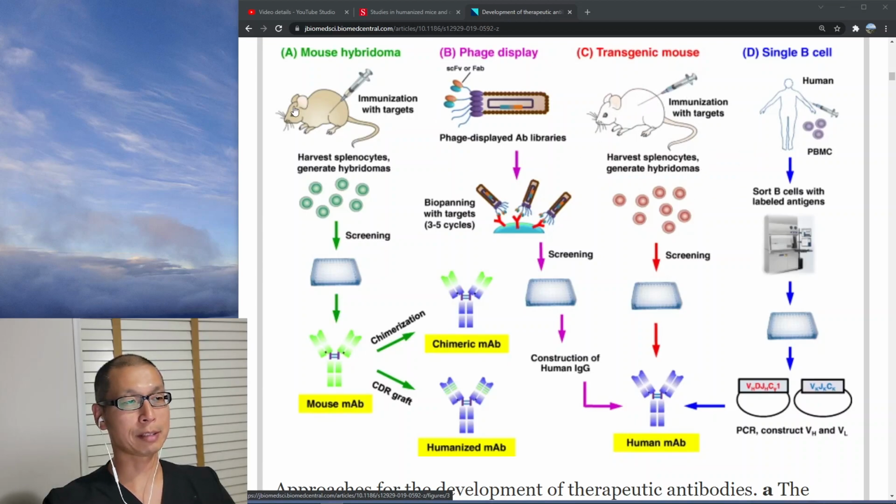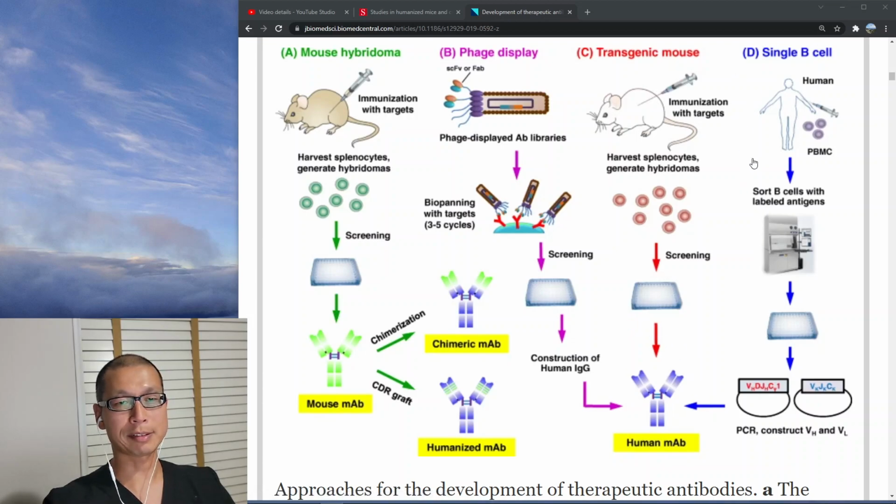So this is a mouse that has a mouse immune system. This is a mouse with a human immune system, and then you inject them, you process them just like you do the mouse. But when you do this, you end up with a human antibody instead of a mouse antibody. The problem with this one is that the antigen processing is mouse antigen processing and not human antigen processing. So these antibodies sometimes are not quite as good.